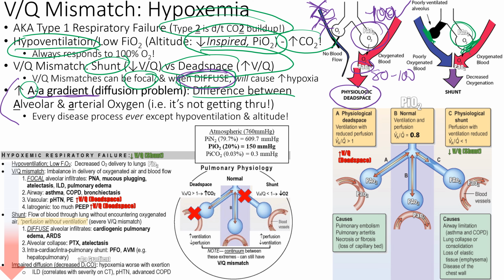Okay, so alveolar versus arterial oxygen content, right? It's either not getting through, or it's getting through just fine. It's just the inspired oxygen, the partial pressure of inspired oxygen is low. Okay, and every disease process ever, except hypoventilation and altitude, has a rise in AA gradient. Because if I have a pneumonia here, well, that's a big difference. That's more of a difference. If I have pulmonary fibrosis here, that's more of a difference, right? So the only real usefulness of that is when you're looking to see if they got just too many narcotics or they climbed Mount Everest, right?